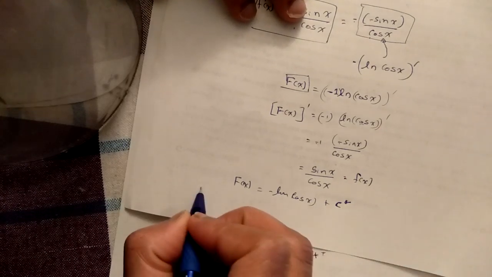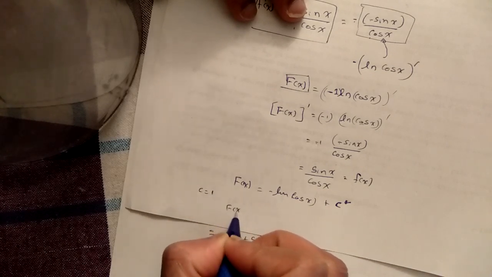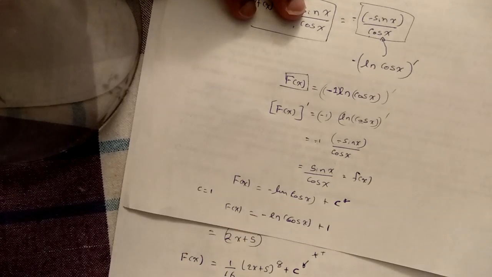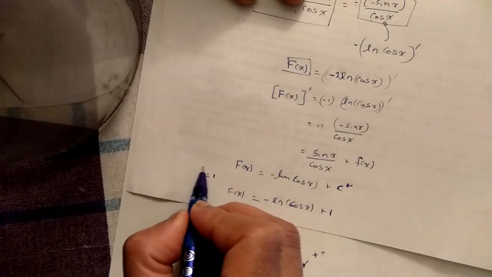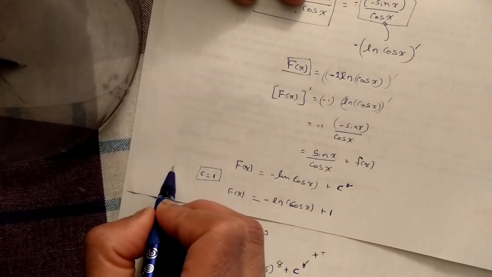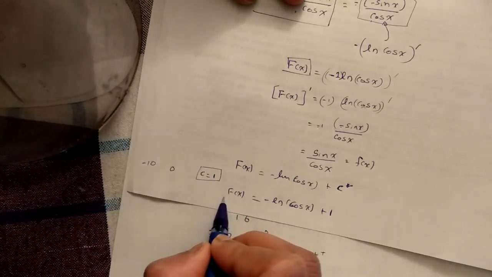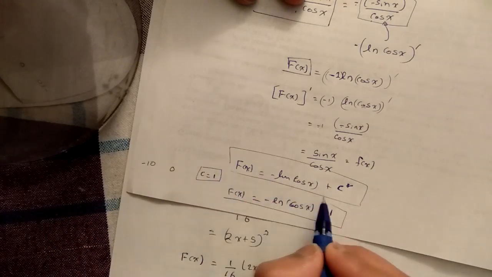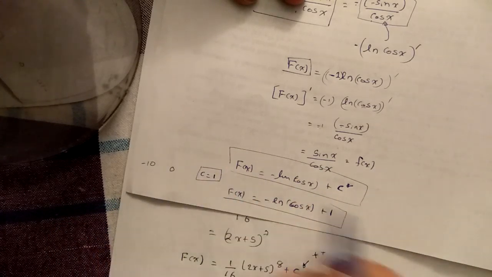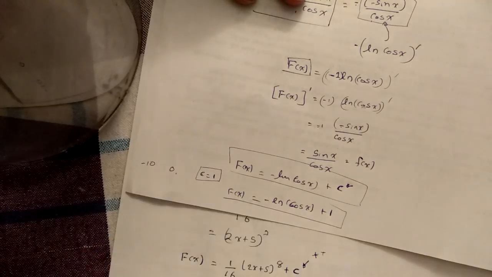But if you are supposed to find a particular one, you can just substitute any value instead of c. Say, for example, if I substitute 1, you can have F(x) equal to negative ln cos x plus 1 as the antiderivative. So no matter what value you choose for c, it can be 0 or even a negative number, you will still get this one as the antiderivative with the suitably chosen c value.